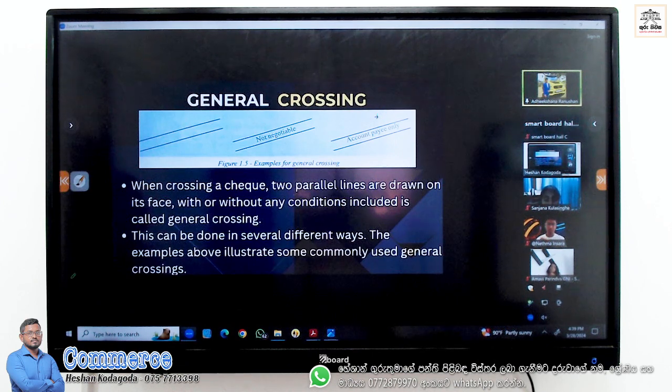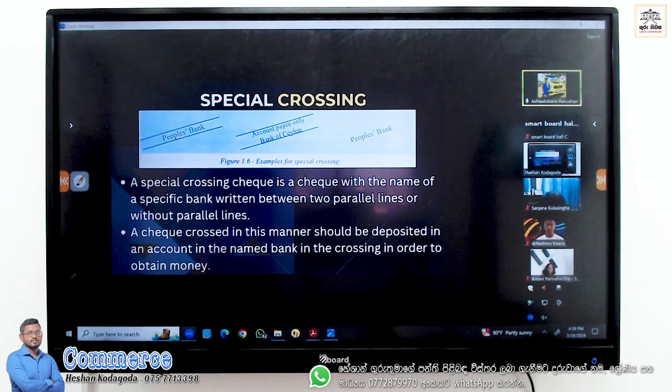General crossing. When crossing a check, two parallel lines drawn on its face with or without any conditions included is called general crossing. This can be done in several different ways. The examples above illustrate some commonly used general crossings. Special crossing. A specially crossed check is a check with the name of a specific bank written between the two parallel lines or without parallel lines. A check crossed in this manner should be deposited in a bank account in the bank named in the crossing in order to obtain money.